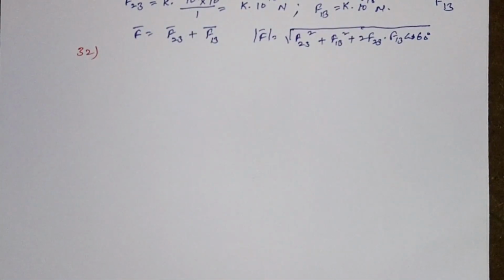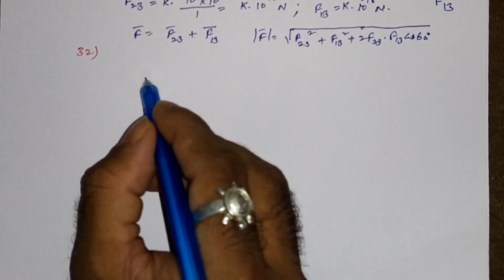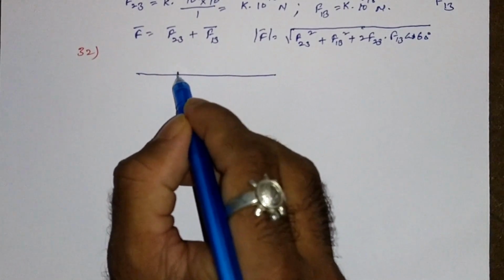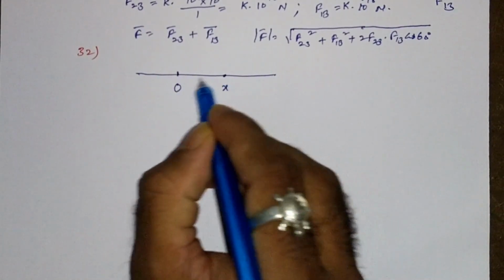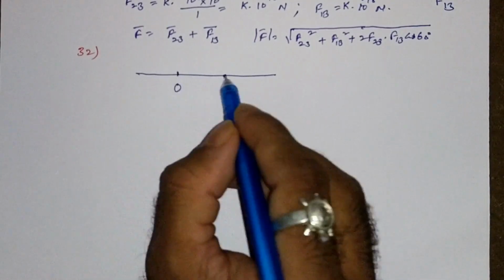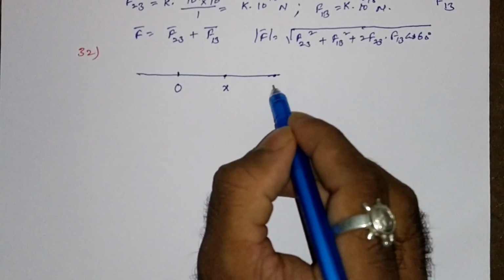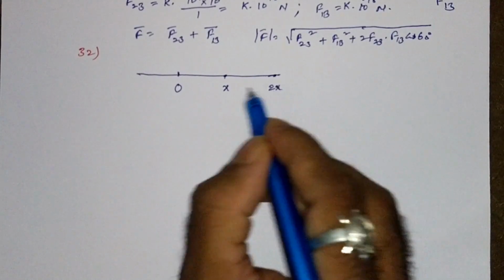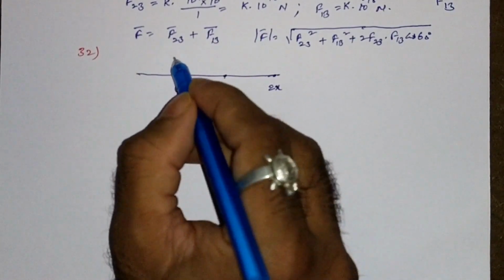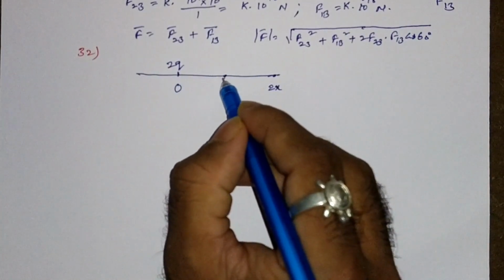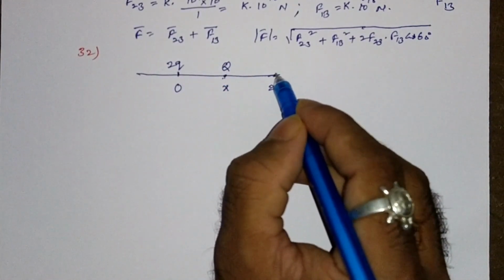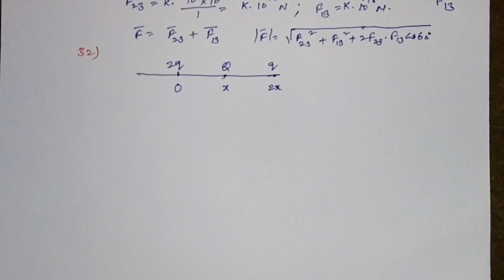Question number 32 is: 3 charges 2q, capital Q and small q are placed in a straight line at points 0, x and 2x respectively. Let us see, this is a straight line. Let us take this as point 0, the origin, this point is at a distance x from the origin, and another point is at a distance of 2x from the origin. At the origin the charge 2q is placed, at x capital Q is placed, and at 2x small q is placed, right?